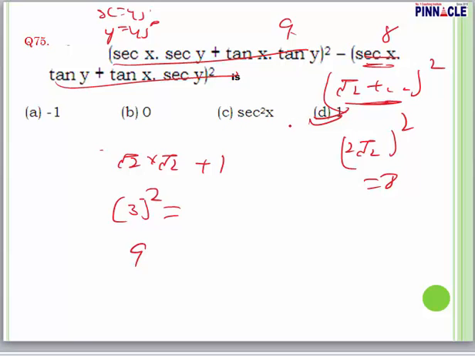So in this presentation we have solved question number 51 to 75, all questions of test number 884.